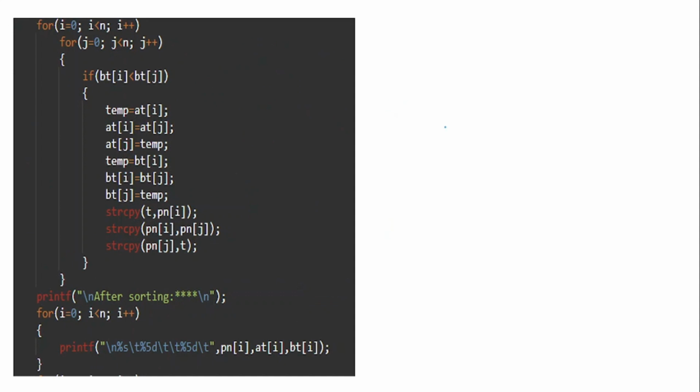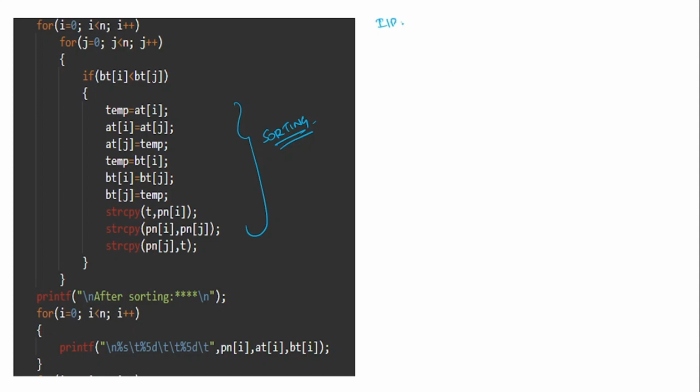Now next part says what? Now in this part what we do is we do the sorting. We sort the entire input on the basis of their burst time. The process which has the smallest burst time will run first as per the shortest job first. So we'll sort the entire processes in ascending order so that the process with the shortest burst time comes first and is executed first.